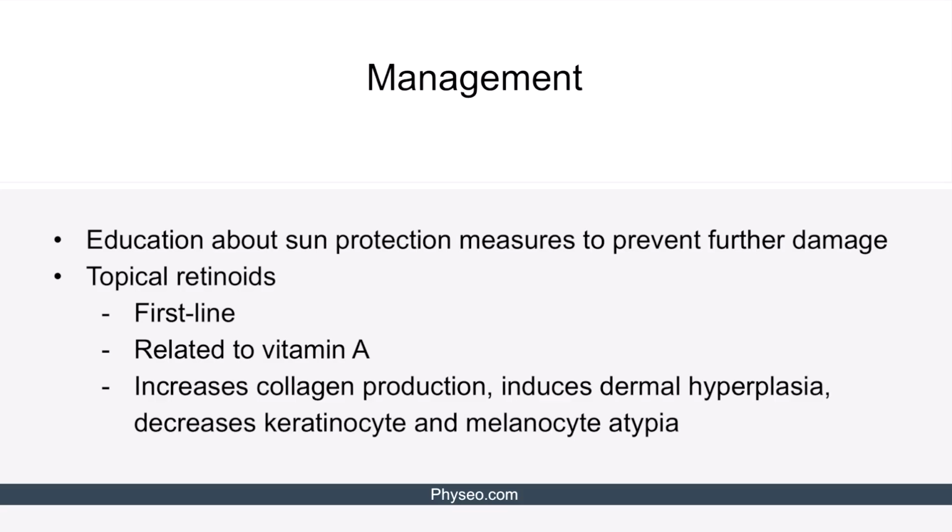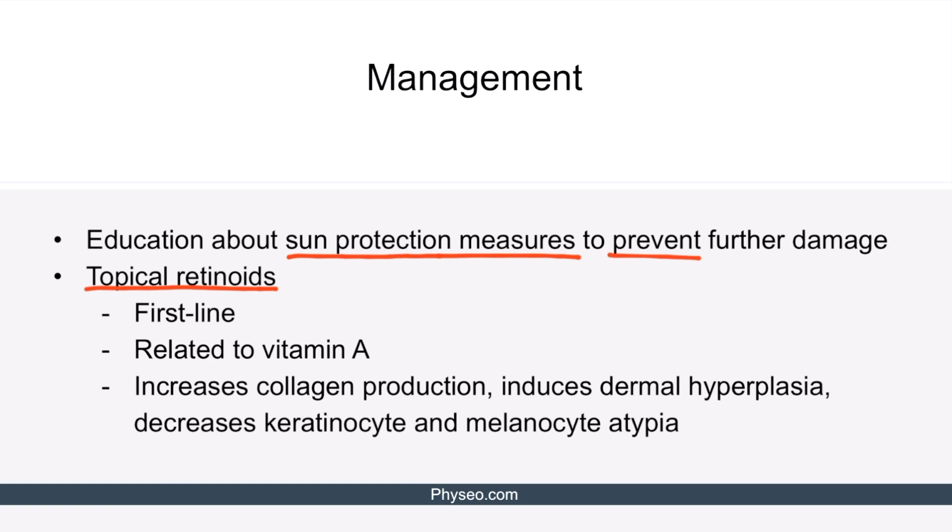So how do you manage this? Well, the most important part of the management of photoaging is to educate the patient about sun protection measures to prevent further damage. However, if the patient is really bothered by the appearance of photoaging, then they can try topical retinoids to improve the appearance. In fact, topical retinoids are the first-line treatment to improve the appearance of photoaging, and those are agents related to vitamin A. So retinoids, vitamin A.